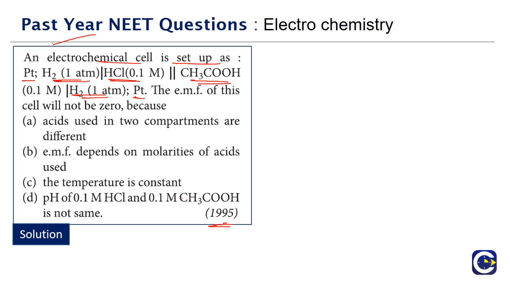So basically we have two hydrogen electrodes. Both sides are hydrogen electrodes. So this side we have a hydrogen electrode, this side also we have a hydrogen electrode. The difference is on one side we have HCl, other side we have CH3COOH. Now the EMF of this cell will not be zero.